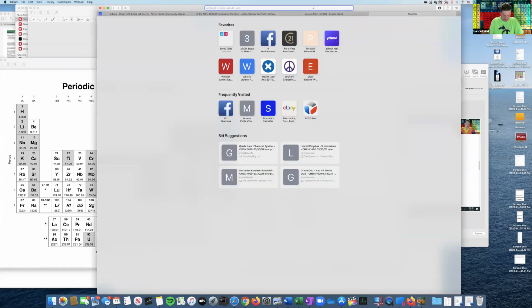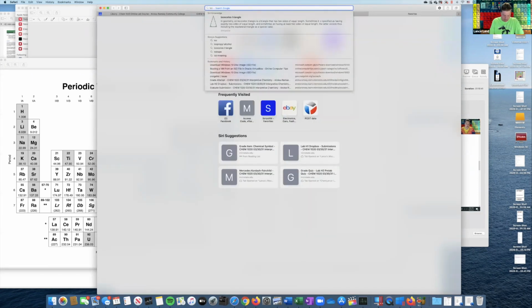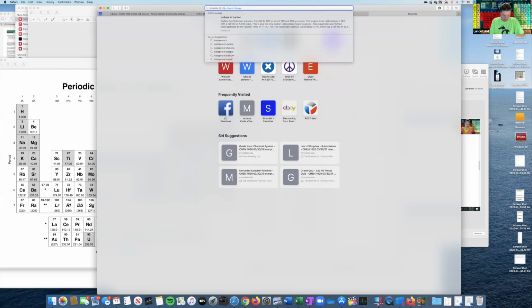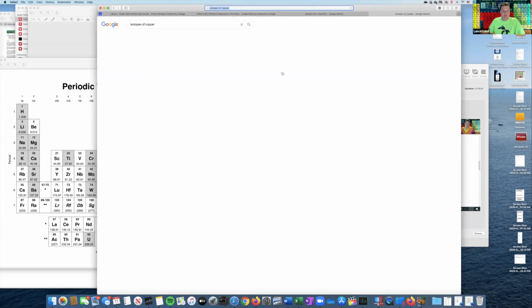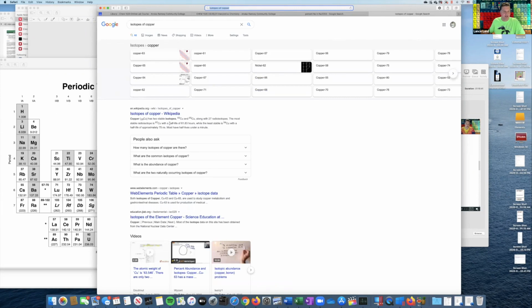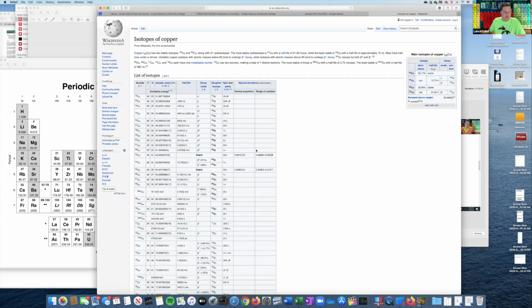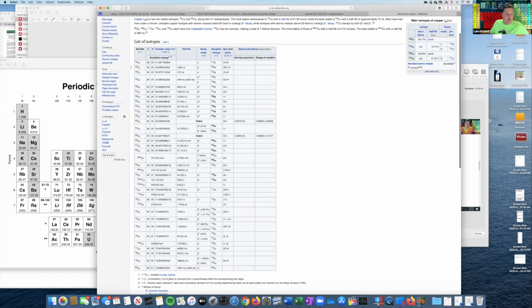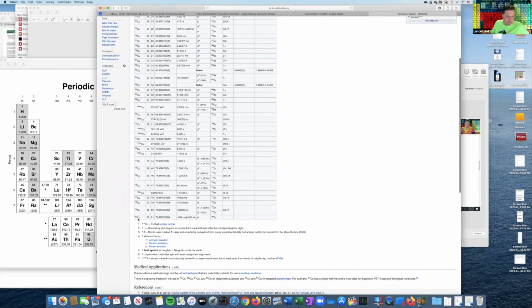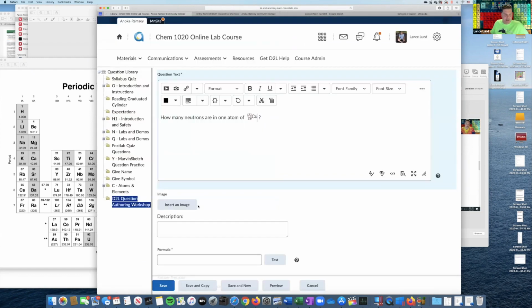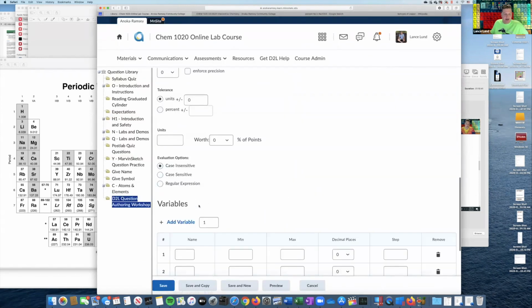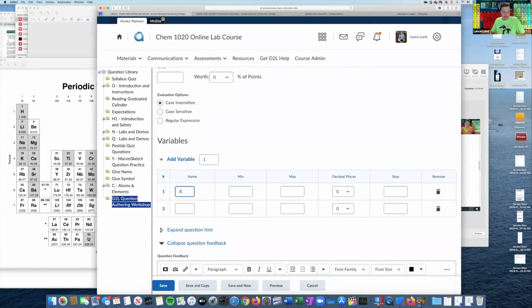So what I might do is look up isotopes of copper, just so I have some idea what the range is. I might see that they go anywhere from copper 52 up to copper 80. So I'm going to come back here and put in for A the possible numbers that go anywhere from 52 up to 80.